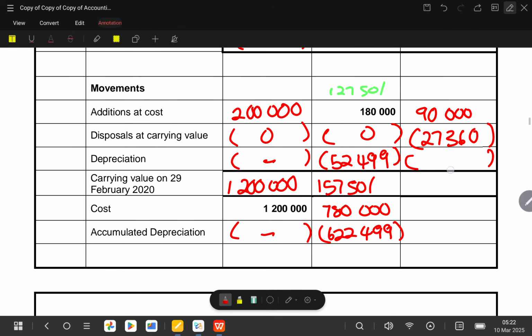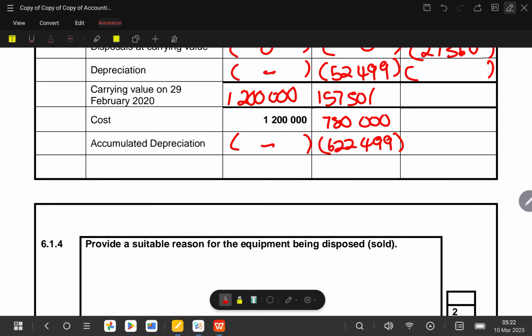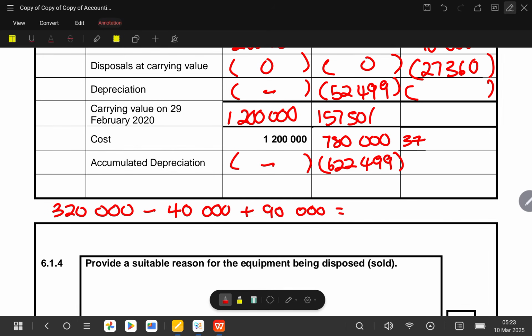So remember here what happened at the end of the year, our total cost will be that we had 320,000 in terms of equipment. We sold the one that was costing 40,000, and then we added a new one for 90,000. So it means that the cost at the end will be as follows. So 320,000 minus 40,000 and then plus 90,000 will give us 370. So the cost price at the end of the year will be 370,000.